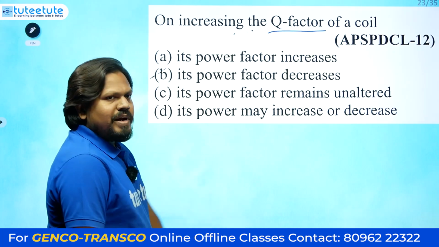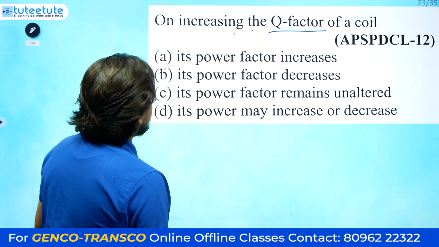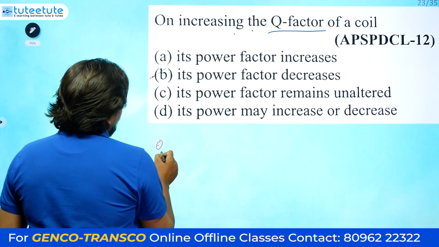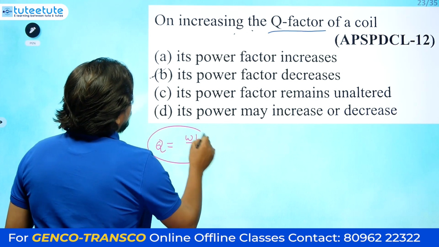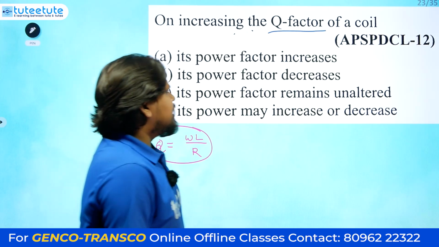Okay, so how are they dependent? Like if the Q factor increases... So what is the Q factor formula for a coil? So omega L divided by R. Okay, so this is the Q factor. Understanding? What is the power factor?